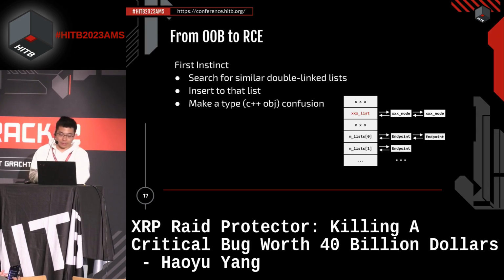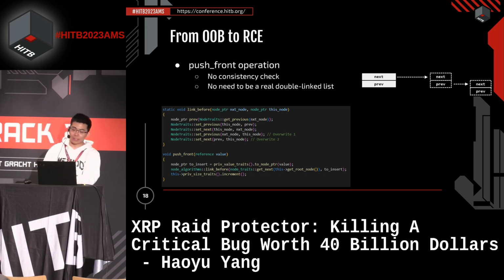To exploit the vulnerability, my first instinct was to search for some double-linked lists of the other objects. And maybe I could create a type confusion after inserting an endpoint object into that list. But I found that there were not many lists before the overflowed buffer. For the only remaining list, nothing would happen when I inserted an endpoint into the list, so it failed.